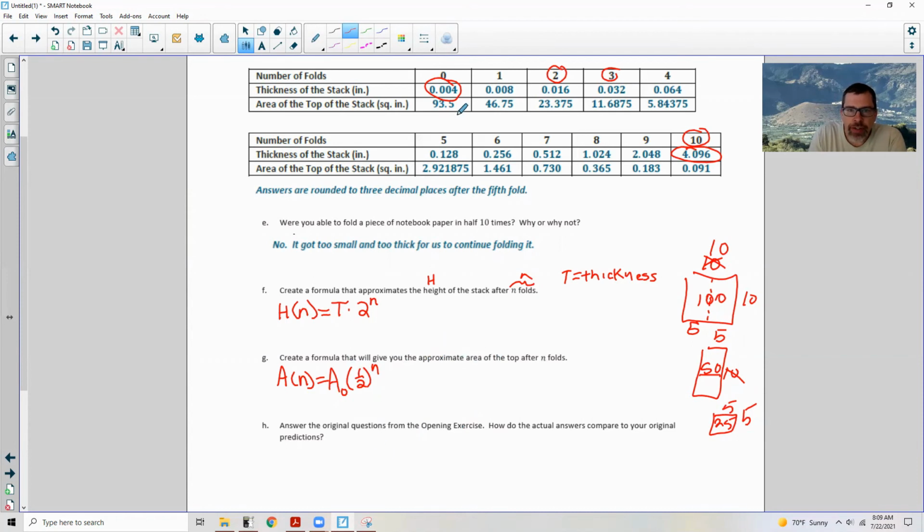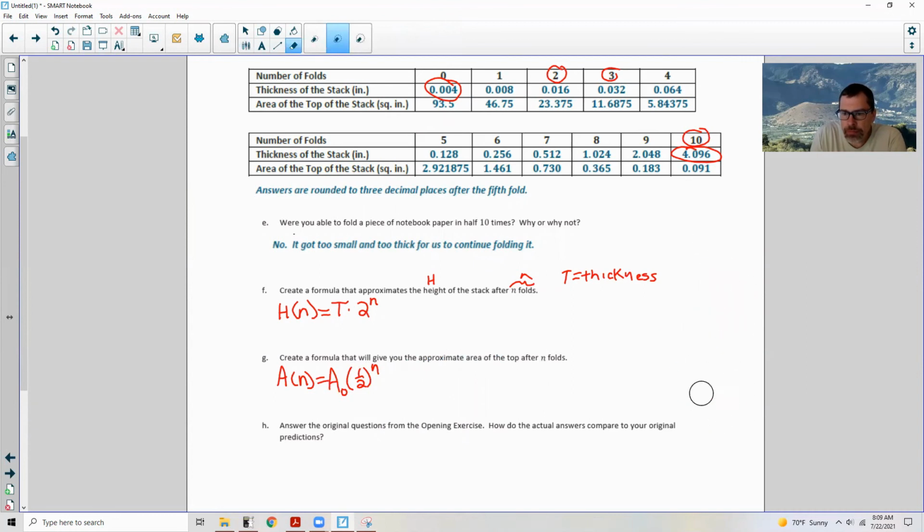So if I take the area of a piece of paper, let me get this out of the way now. Okay. So 93.5. So this would be 93.5, the area of a piece of paper with 0 folds, that'd be 0. This would then be 0. 1/2 to the 0 is 1. 93.5 times 1 is 93.5.